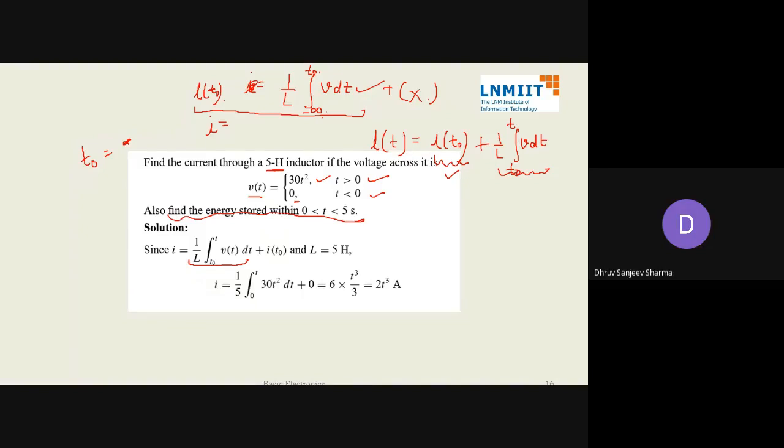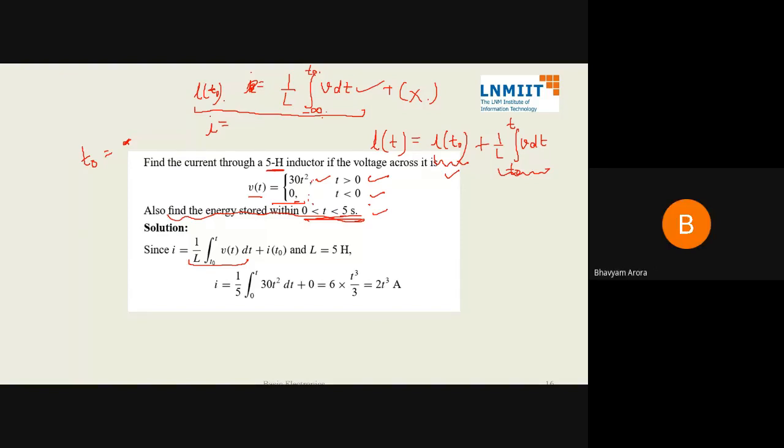Now, yes, sir, got it. Now we are asking that these are my voltage relations for different amounts of time. Tell me from 0 to 5 seconds how much energy is stored.